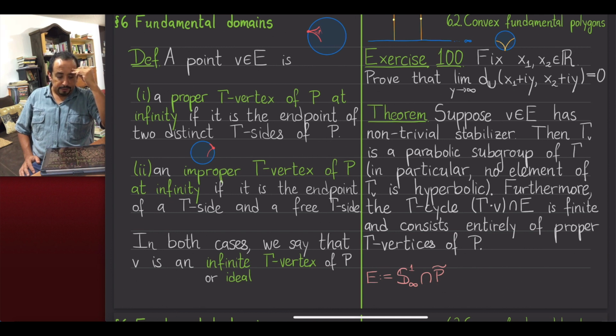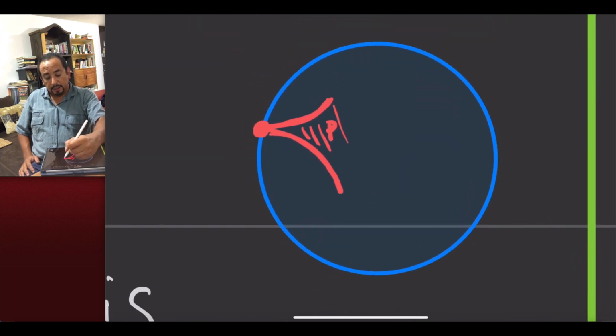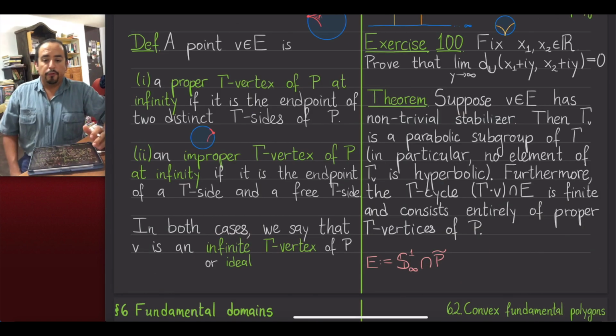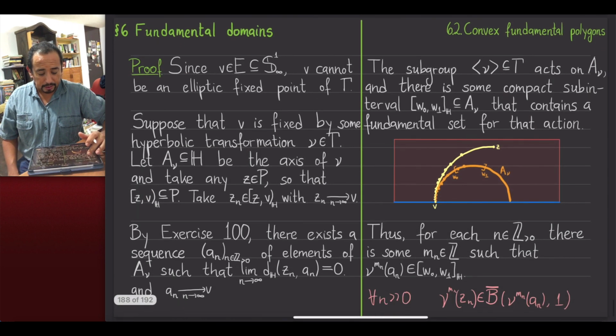That's the first statement. The second statement is that the corresponding gamma cycle, which technically I haven't defined for points at infinity, but what else could they be, is finite. And moreover, V and all the elements in that gamma cycle are all proper gamma vertices. So they all look like this picture. The proof of this theorem is rather long, and some parts are, I would say, quite technical.